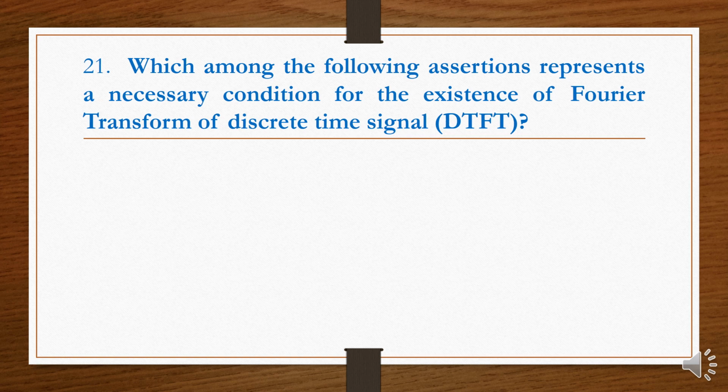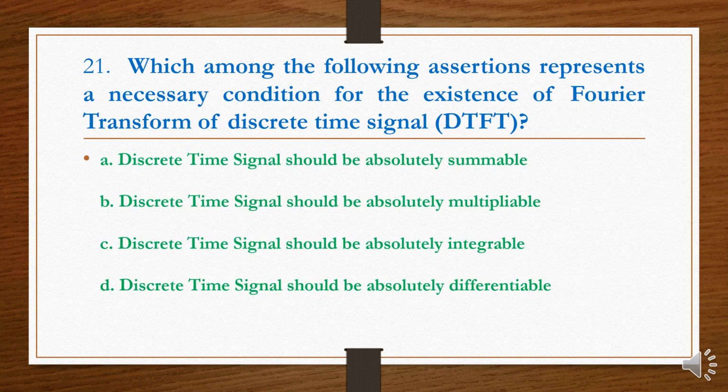Next question. Which among the following assertions represent a necessary condition for the existence of Fourier transform of discrete time signal? Option A, discrete time signal should be absolutely summable. Option B, discrete time signal should be absolutely multiplicable. Option C, discrete time signal should be absolutely integrable. Option D, discrete time signal should be absolutely differentiable. So among these four options, option A is the right answer. That is, discrete time signal should be absolutely summable.